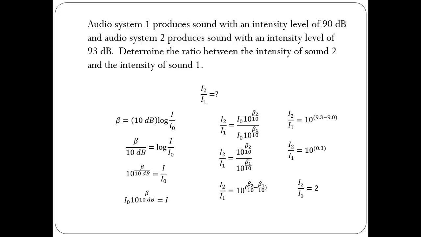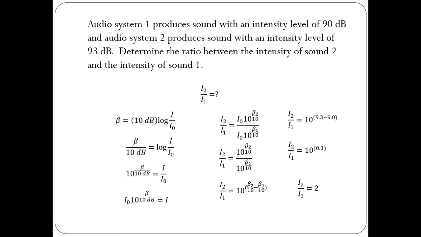The intensity of that 93 decibel sound versus a 90 decibel sound is twice as big as that 90 decibel sound. One thing to point out is if you go 90 to 100, the intensity actually is 10 times as big. Every 10 you go up, you get 10 times as big.